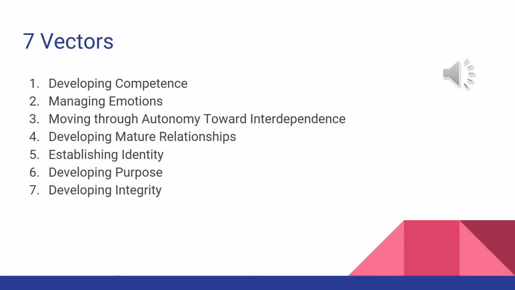You might be wondering, what are the 7 vectors of student development by Arthur Chickering? Now we're going to dive a little bit into the vectors. So we have developing competence, managing emotions, moving through autonomy towards interdependence, developing mature relationships, establishing identity, developing purpose, and developing integrity. In the following slides, we will discuss each vector in detail.